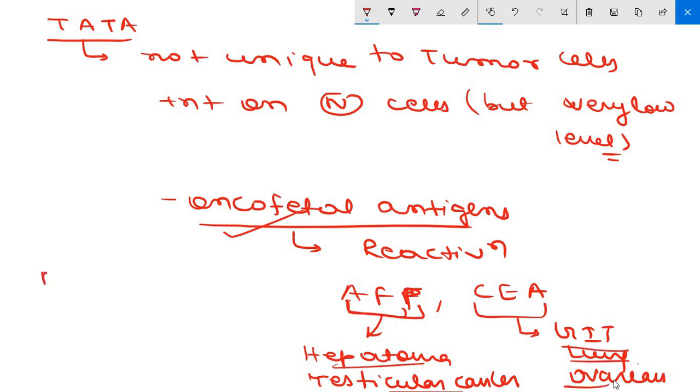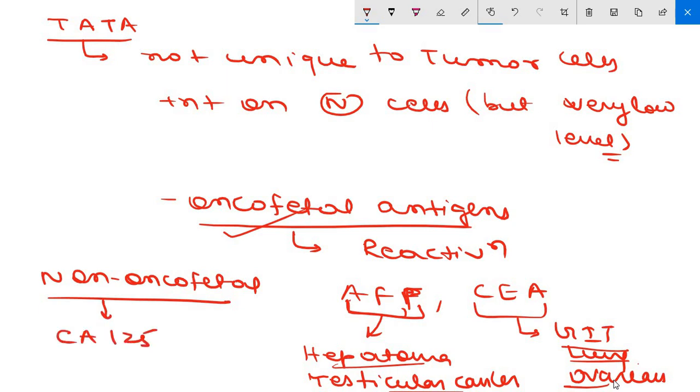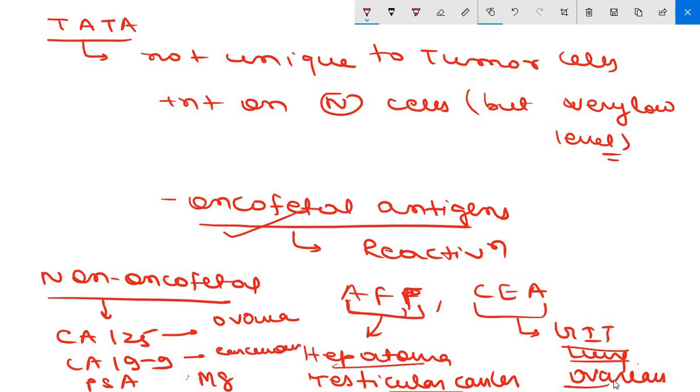Clear? The next group is your non-oncofetal antigens, and it includes examples such as your carbohydrate antigens such as CA125, CA199, or prostate specific antigen, and beta 2 microglobulin. Clear? So this CA125 is associated with your ovarian cancer mainly. CA199 is associated with many other carcinomas. This PSA is associated with prostate cancer, and this beta 2 microglobulin is associated with multiple myeloma.